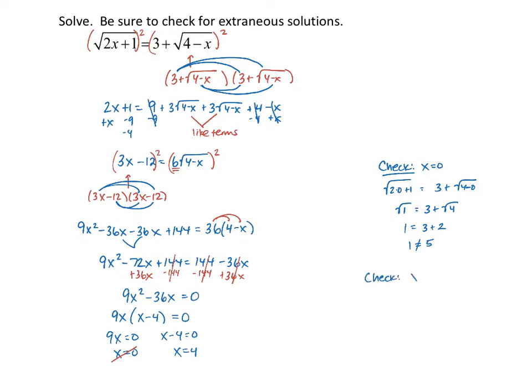If we do the same thing now with our second potential solution, x equals 4, we have the square root of 2 times 4 plus 1, equals 3 plus the square root of 4 minus 4. Simplify each side individually. So the square root of 9 and 3 plus the square root of 0. So we get 3 equals 3. Since both sides simplify to the same value, that tells us that x equals 4 is a solution to this equation. So it turns out that we have just one solution. x equals 0 is an extraneous solution and must be excluded, and just x equals 4 is our solution.